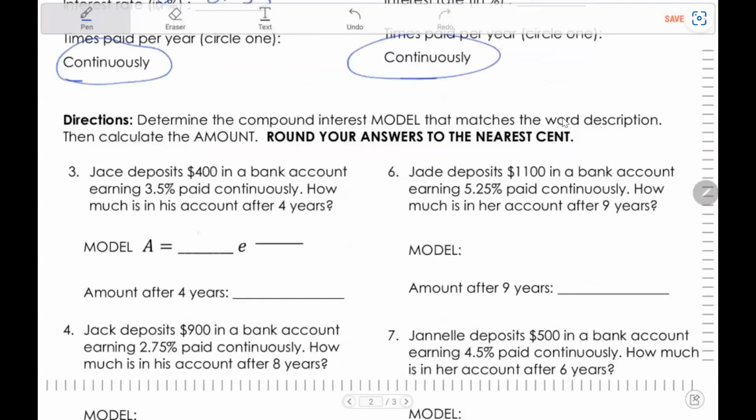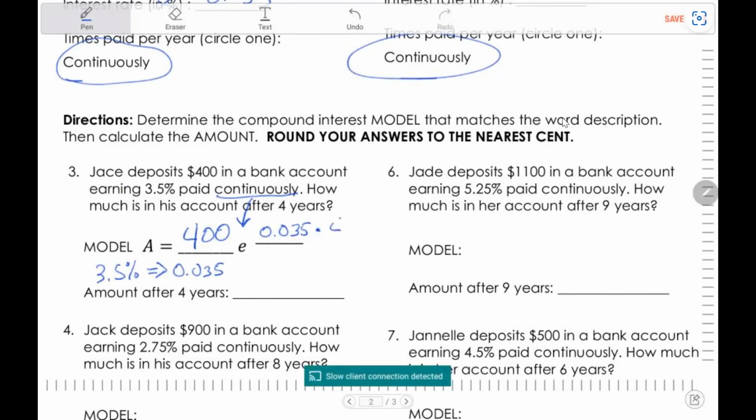Joyce Chase deposits $400, and it's continuous, so that's going to be this E. And it's 3.5%, and so we're going to say 3.5%, sixth grade math, is equal to 0.035. So we're going to put 0.035, and it's going to be times T. The model is going to be T. And then here it says that our time equals 4, so we have T equals 4.